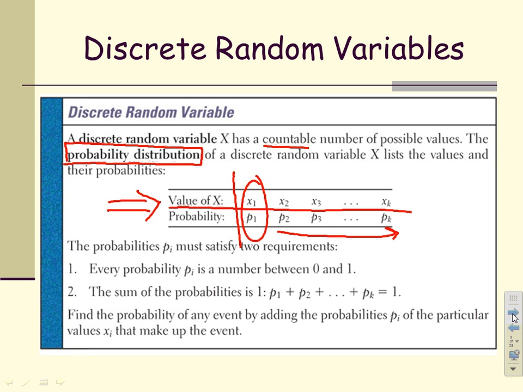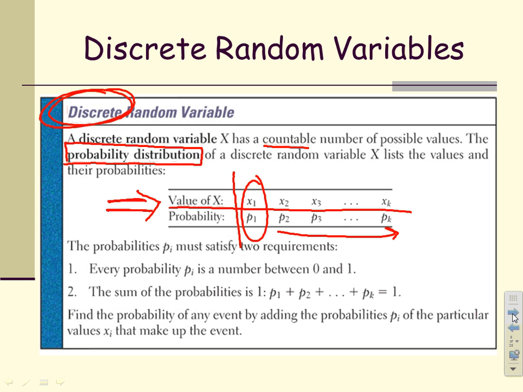Now, this only works for discrete random variables, because when we talk about discrete random variables, they have to take a countable number of possible values. When we talk about continuous random variables, they can take any value along a range. So if you think about that, well, you can't write a probability distribution for that, because it could take an infinite number of values.